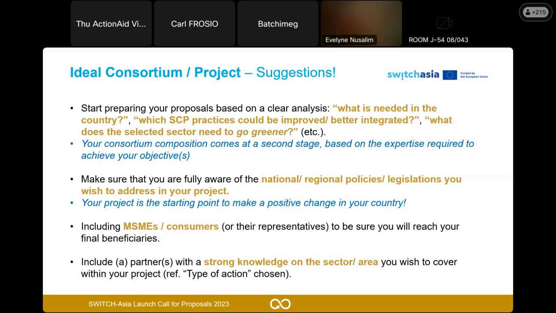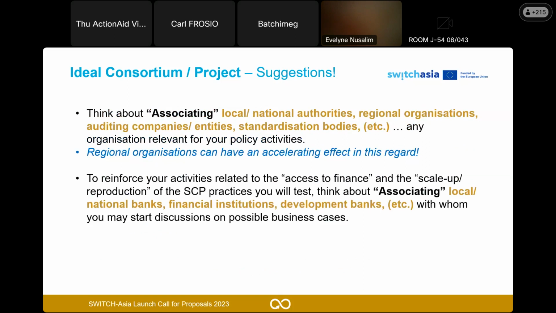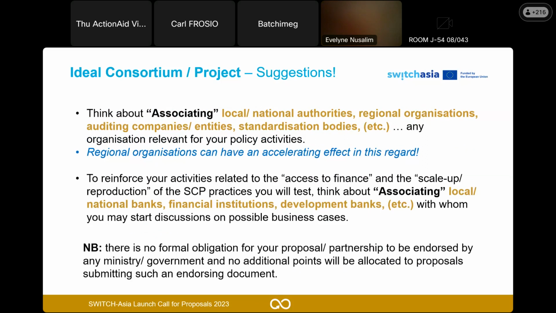Please include MSMEs and consumers or their representatives to be sure that you will reach your final beneficiaries. Include partners with strong knowledge of the sector area you wish to cover within your project. Also think about associating local national authorities, regional organizations, auditing companies, entities, or standardization bodies. To reinforce your activities related to access to finance, which I mentioned earlier, think about associating local national banks, financial institutions, or development banks with whom you may start discussions on possible business cases.